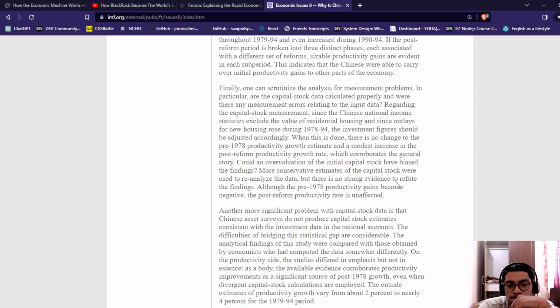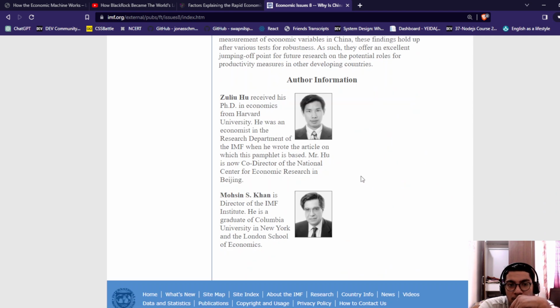For a more in-depth look, here is Ganesh from Harvard University. He has been an economist in research and development, and has written the pamphlet on which this is based.